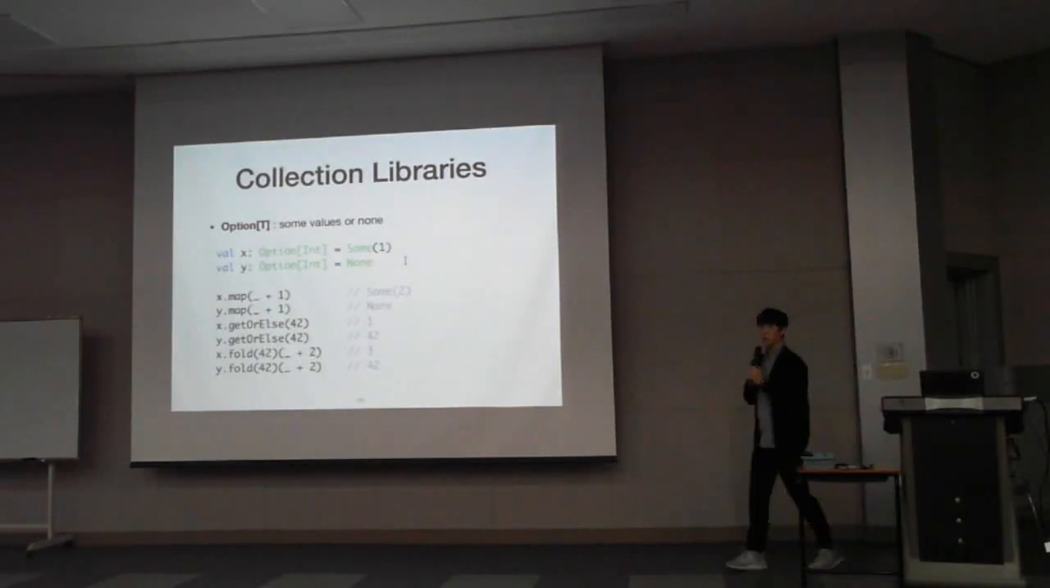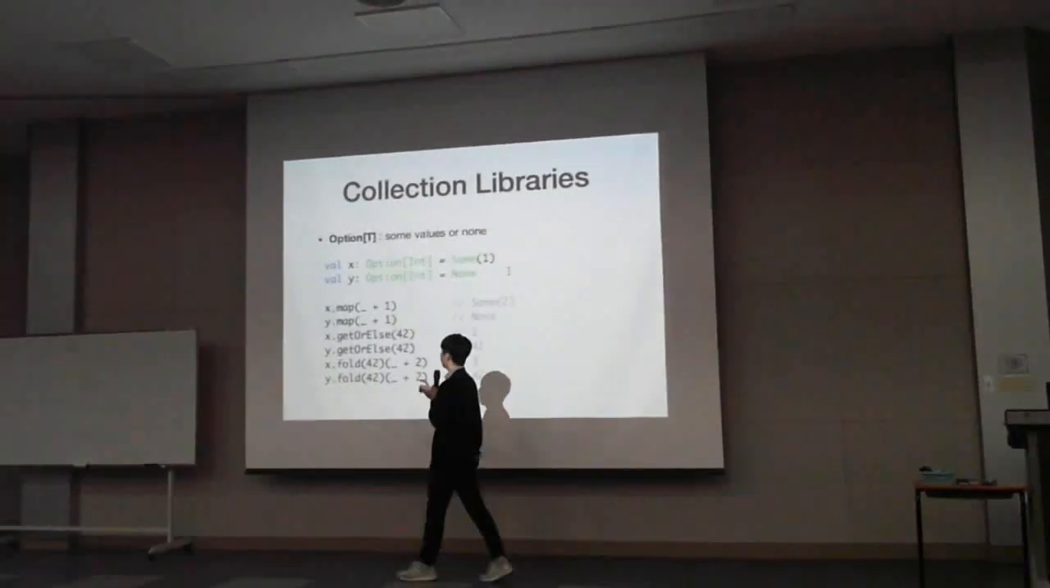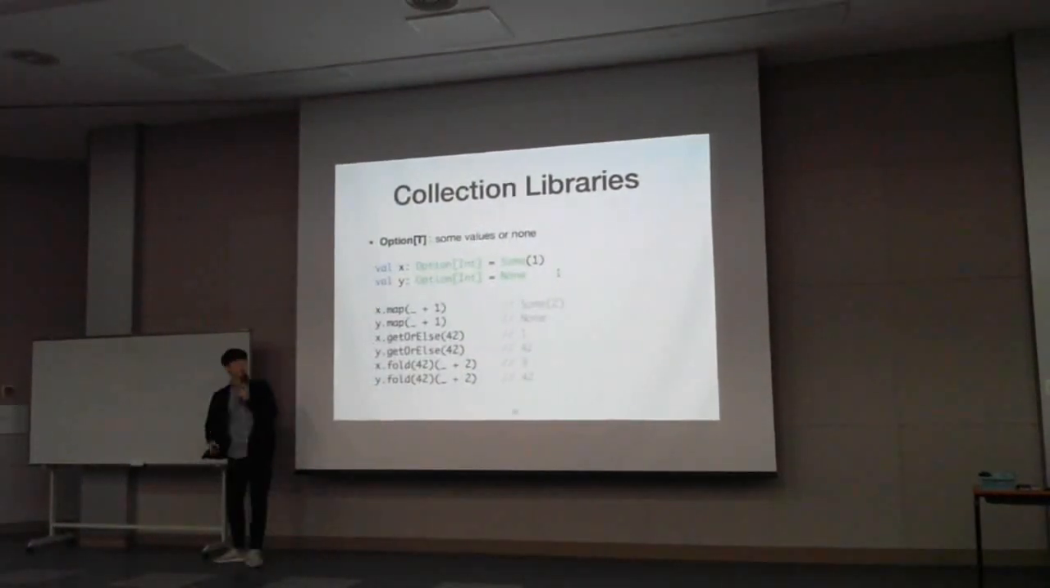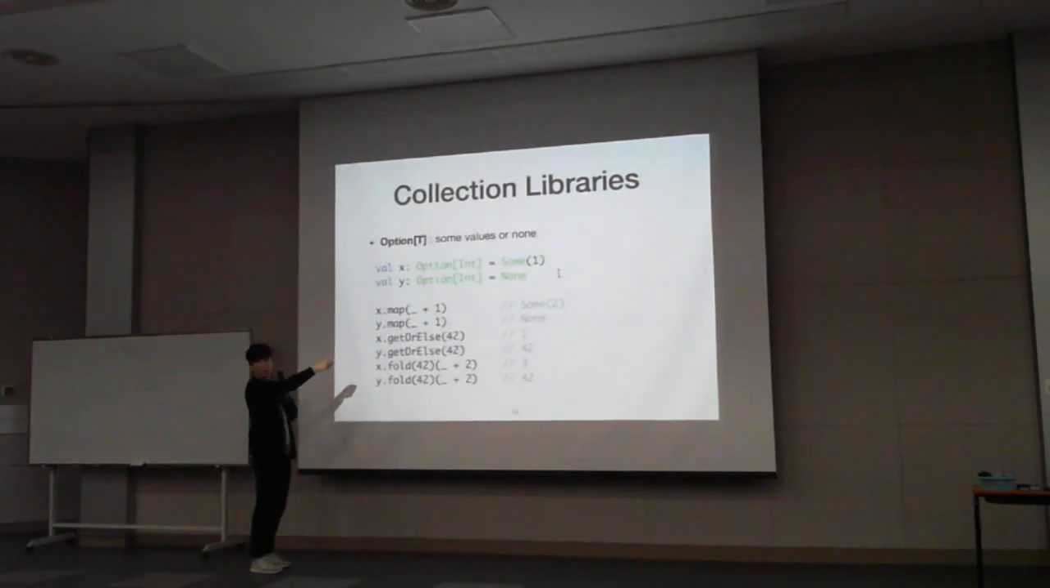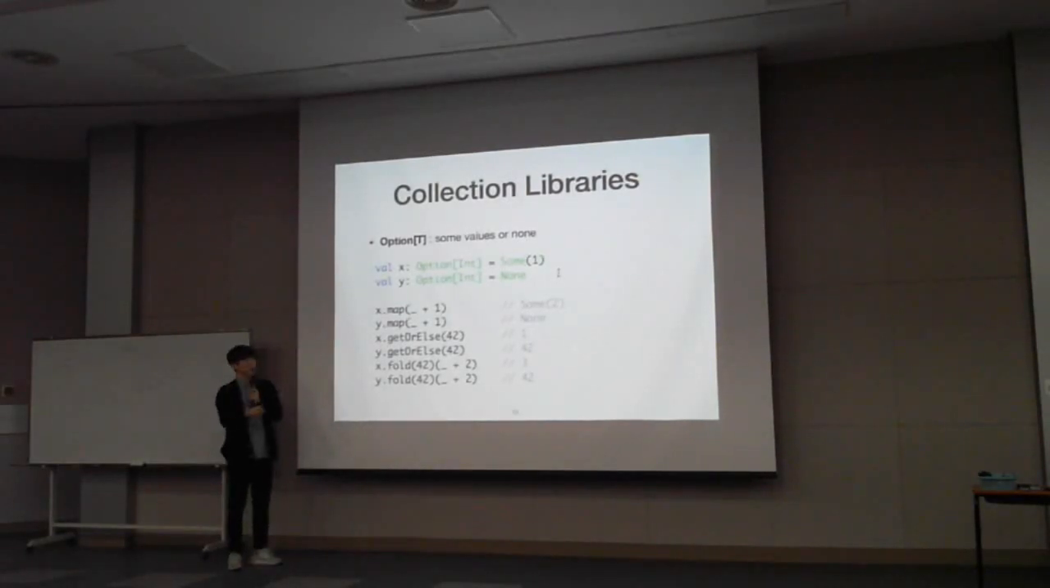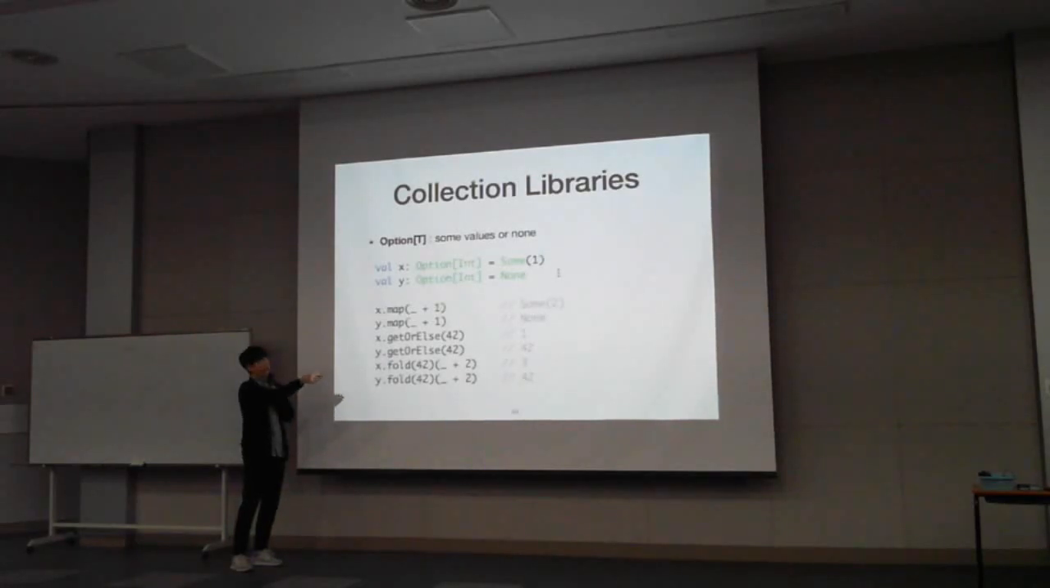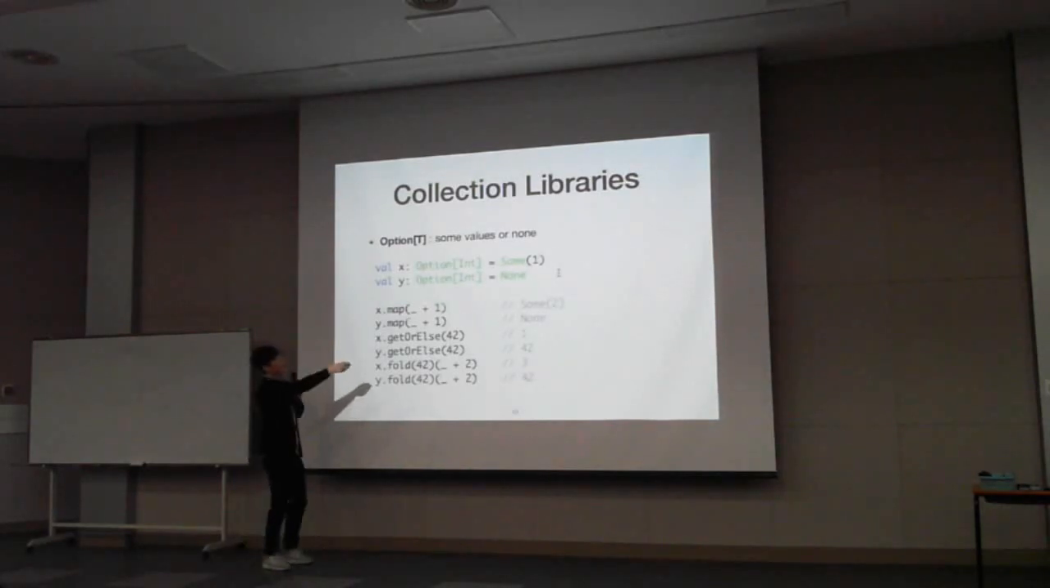So the next collection is Option. Option also has a parametric type. In this case, this is Option of Int. Option of Int has two cases, Some or None. Some has some value, and None has no value. So you can assume that Some is a case class and None is a case object. None has no information, but Some has some information with the given type Int. So it has some integer value.